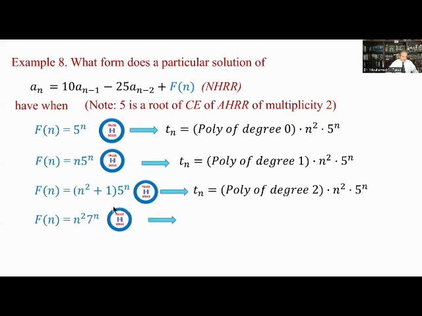Here, pause and solve. Okay, see what happened now. See, this is n squared, so you will have a polynomial of degree 2, but 7 is not a root of the characteristic equation. Then you don't multiply it by any powers of n, so that's what you get.